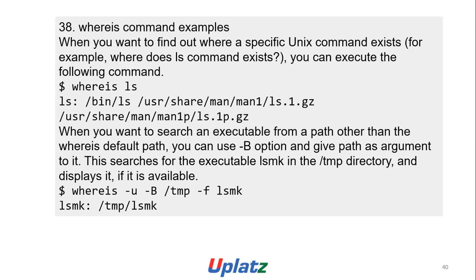When you want to search for an executable from a path other than the whereis default path, you can use the -B option and give the path as an argument to it. This searches for the executable ls.1p in the /tmp directory and displays it if it is available: whereis -u -B /tmp -f ls.1p.